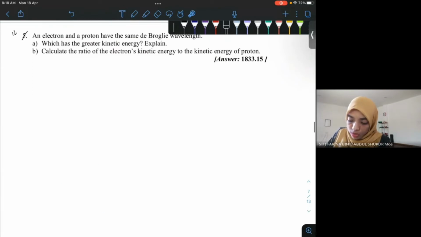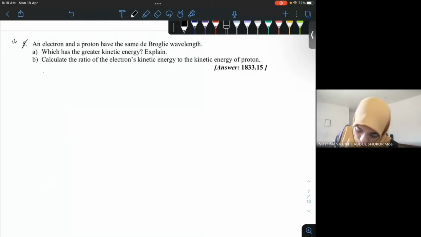Okay, I'm going to proceed with the next question here. Question 5. What we have for question 5 is an electron and a proton have the same de Broglie wavelength. So kita punya lambda of electron sama dengan lambda of proton. Which has greater kinetic energy? Okay, since soalan kata the lambda of electron dan proton sama, ini adalah informasi yang diberi. And then the question asks to find in terms of their kinetic energy, which one will be greater.